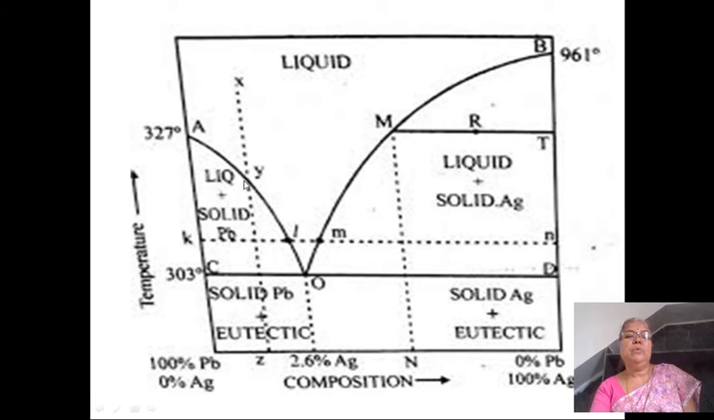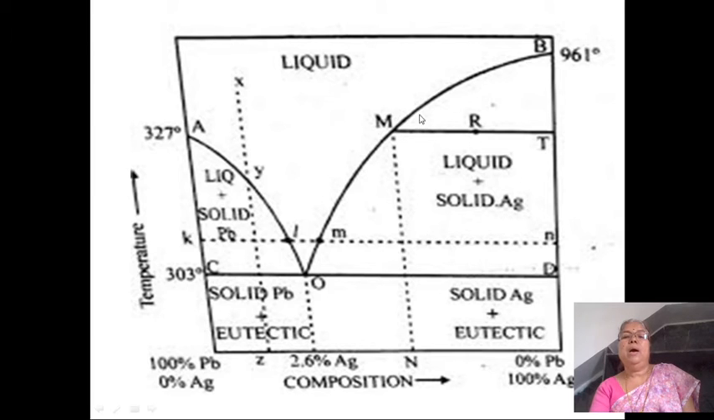Then on further cooling, the solid Pb separates out up to this O point, and this O point is the eutectic point having temperature 303 degree centigrade. At this O point, we have three phases in equilibrium. Here molten mass, here solid Pb, and to the right of this we have solid Ag. So at the O point, the degree of freedom is 0.